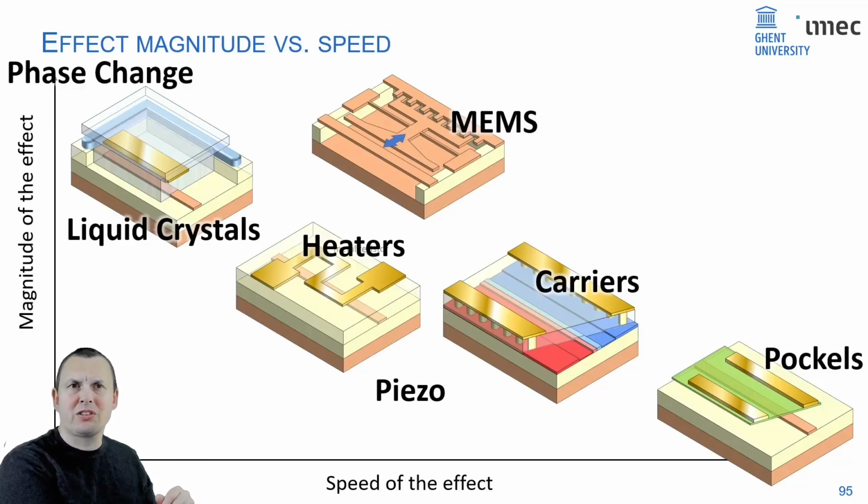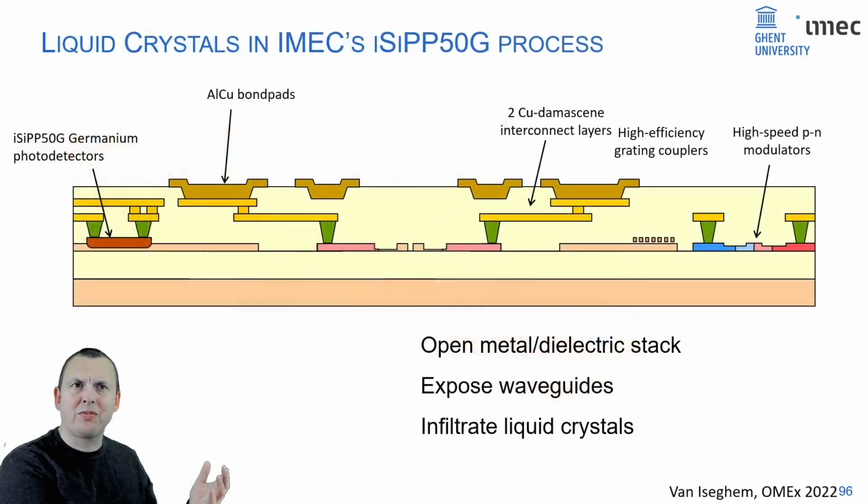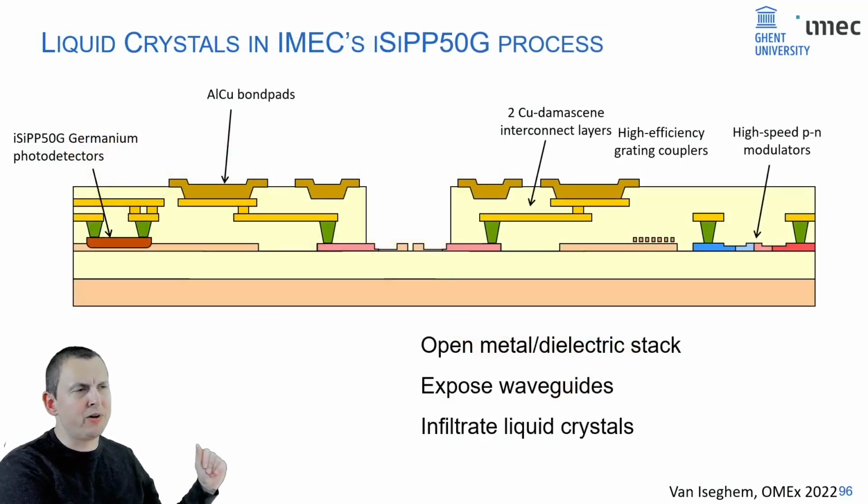For instance, liquid crystals. These are kind of interesting materials because they have a very strong birefringence and therefore you can induce electrically a very strong optical effect. But how do you integrate it with the silicon photonics platform? Well, in our case, we basically already have a module in our platform where you can open up the backend, so you can etch back the silicon and the oxide layers that are on top of the waveguides.